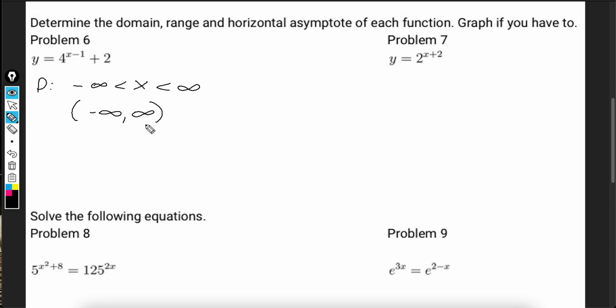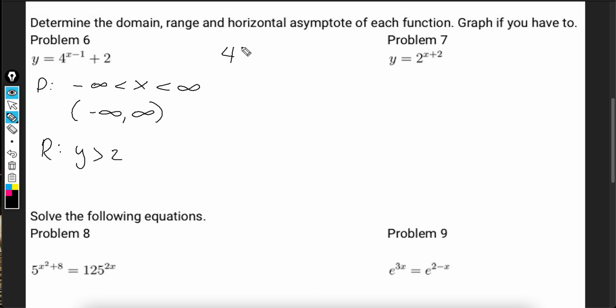Now, let me do range real quick because this one's pretty easy. The range is the set of values of the dependent variable for which a function is defined. So what does that mean? In this case, we got positive 2. So y would be greater than 2.